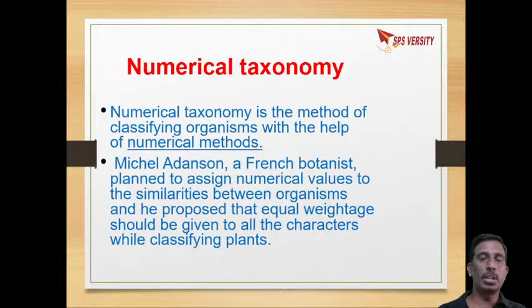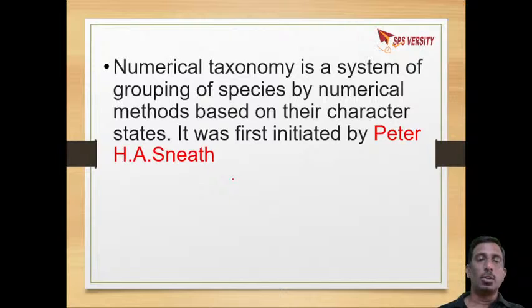And when you come to numerical taxonomy, it is based on numerical methods. Like Michael Adanson gave numerical values to similarities between organisms and started classifying plants. Numerical taxonomy is based on their character states. It was first initiated by Peter H.A. Sneath, who did the classification based on numerical values.